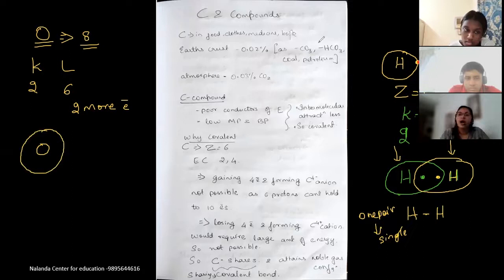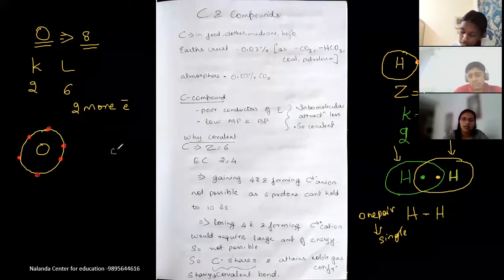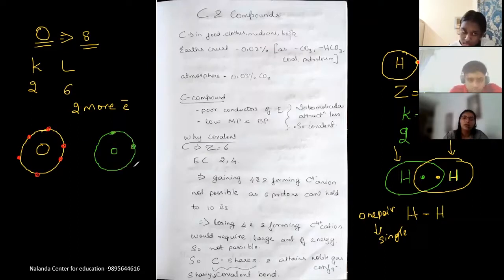So I'm going to draw just 6: 1, 2, 3, 4, 5, and 6. Okay, another oxygen came in. This also has 6 electrons: 1, 2, 3, 4, 5, and 6. All right, now what happens? Both of them require 2 electrons each. This requires 2 electrons, and this also requires 2 electrons.